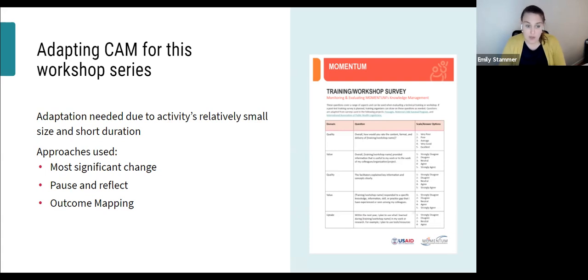And then outcome mapping, which I'll spend more time on. We started using outcome mapping during the planning period for the workshop to kind of think through our objectives and set progress markers to indicate achievement toward the objectives we hope to achieve. And I'd like to talk through that process a little bit more now. So next slide.